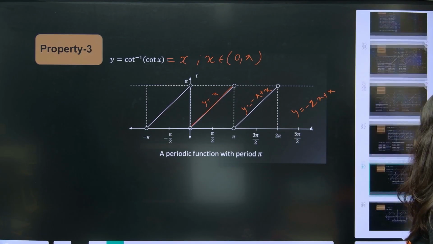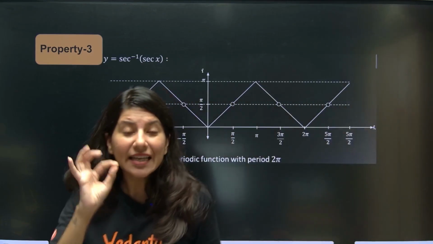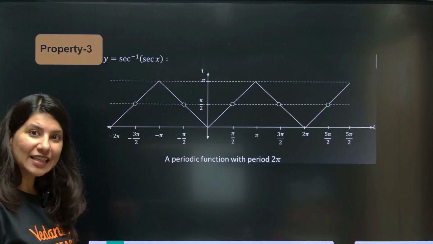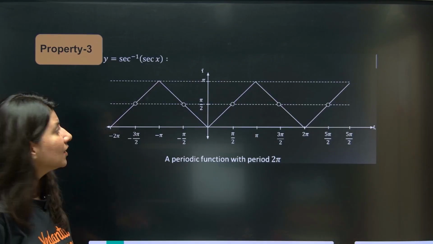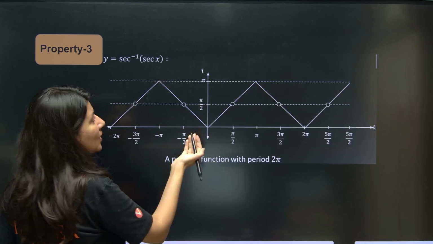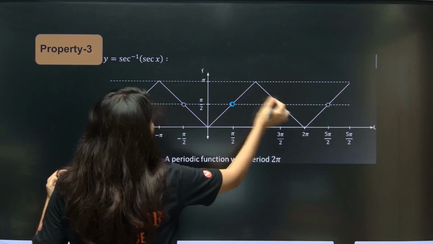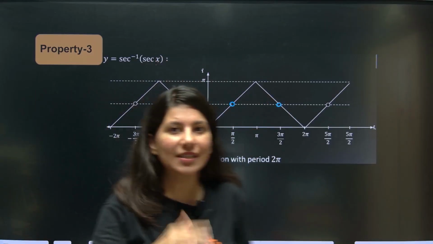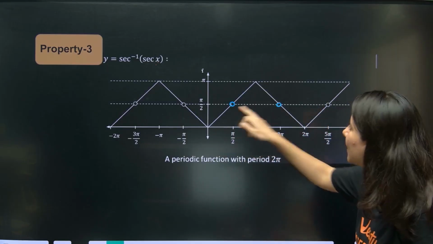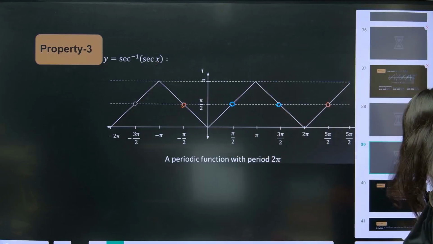This is your cot inverse x. Now the good news is sec inverse is exactly the same as cos inverse, and cosec inverse is exactly the same as sine inverse. The only difference between cos inverse and sec inverse is that at pi by 2 it is not allowed. So you can't put pi by 2. Cos inverse cos pi by 2 is allowed, but sec inverse sec pi by 2 is not allowed. That's why you will just see a hollow circle over here. Rest everything will be the same.